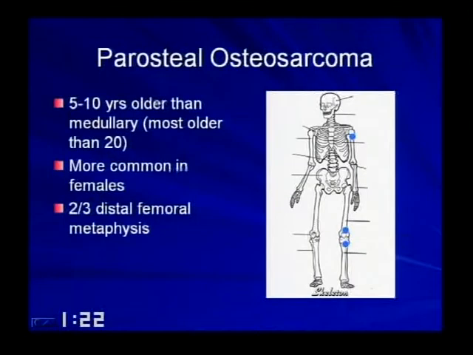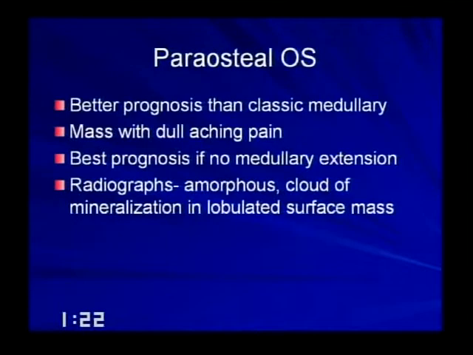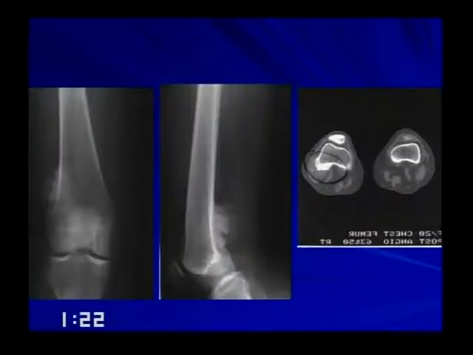Okay, paraosteal. Let's talk about this surface lesion. Like I said, this is one of the very few bone tumors that's more common in women. The age is 5 to 10 years older than your classic medullary. Surface lesion, better prognosis. Again, the knee is the most common location. They present with pain, and radiographically we see this amorphous cloud of mineralization, and this is a typical patient with the most common location for paraosteal.